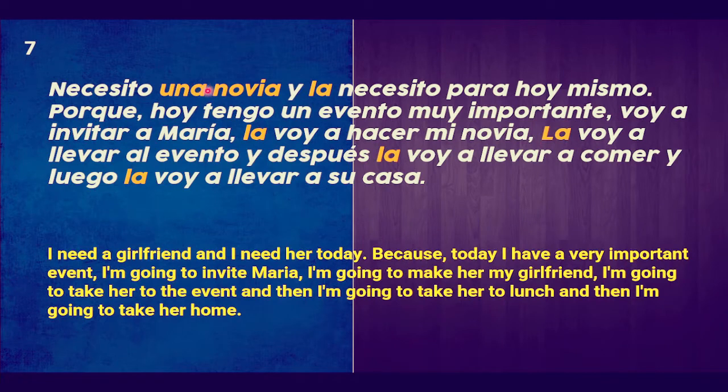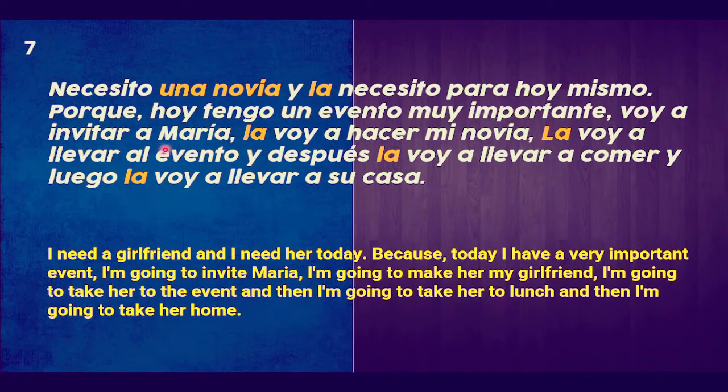Okay, una novia will be the thing that we're going to replace. A girl is feminine, so we're going to replace a novia with la. La necesito. I only have one verb, so I have to put it before the verb. Para hoy mismo, porque hoy tengo un evento muy importante.